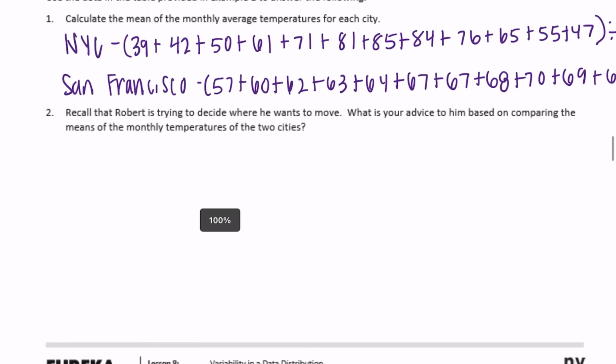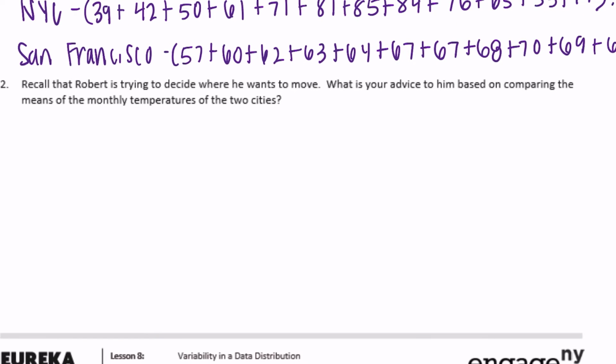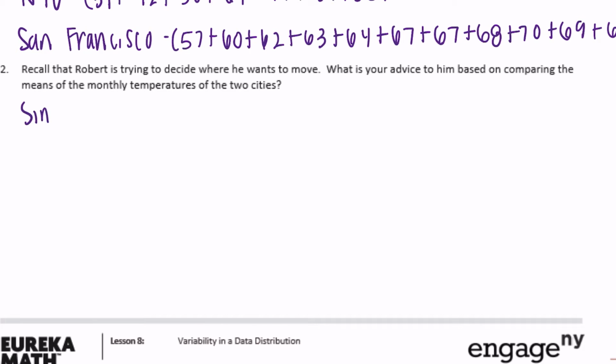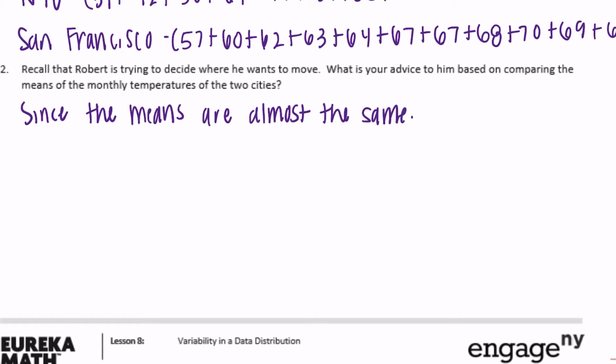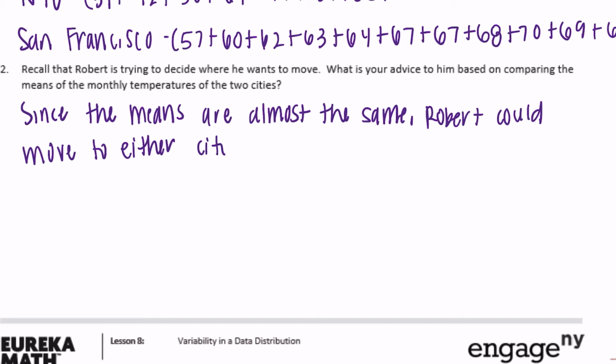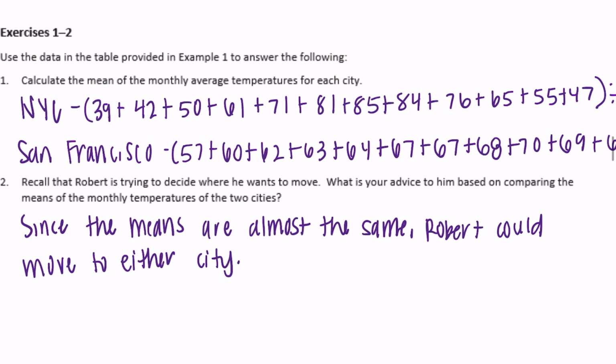So I'm going to say, since the means are almost the same, Robert could move to either city. I'll just leave it at that. So you might look more in depth and what we're going to talk about in a minute.